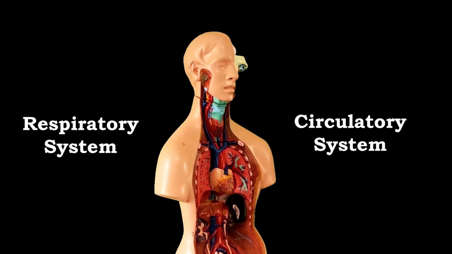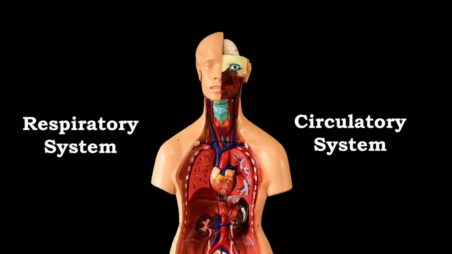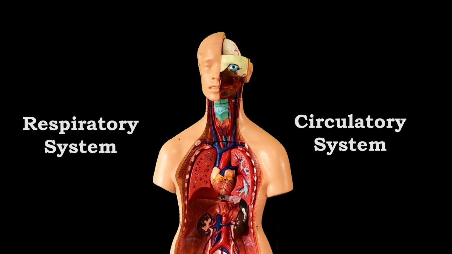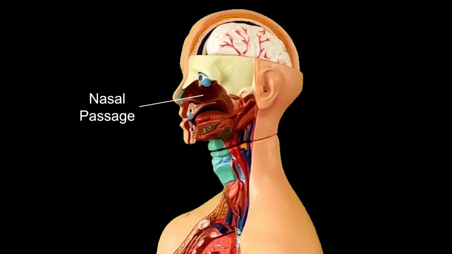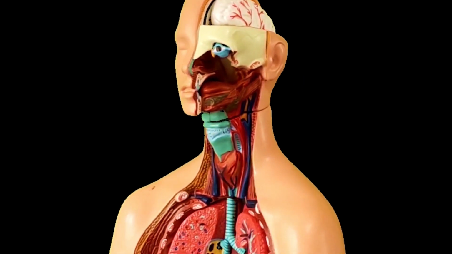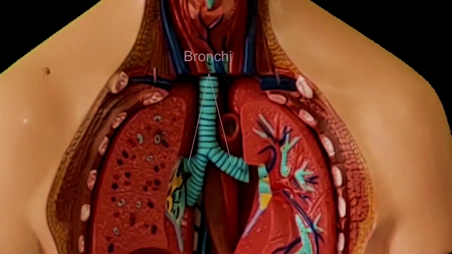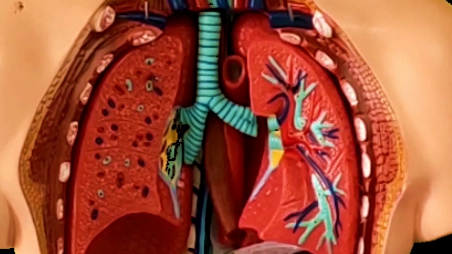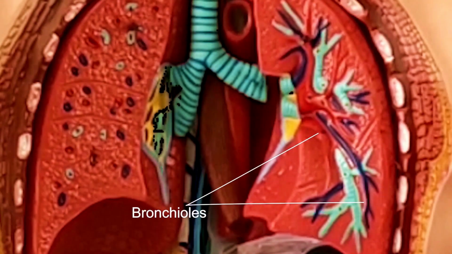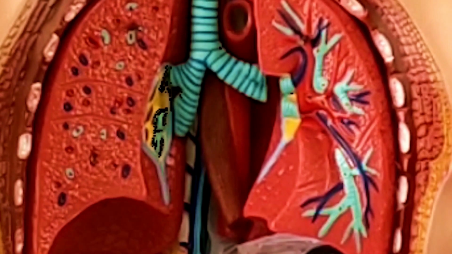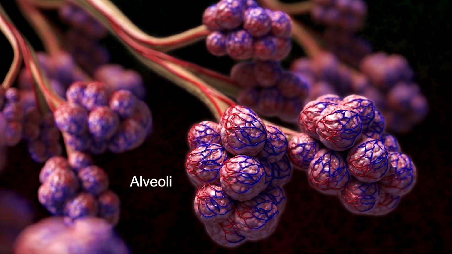Respiratory and circulatory systems work together to transport oxygen-rich blood and nutrients to the different parts of the body. Air enters the body through the nose or the nasal passages, and then through the windpipe or trachea, which divides into two branches called bronchial tubes or bronchi. It's subdivided many times inside the lungs, forming hair-like tubes called bronchioles. At the end of those hair-like tubes are tiny bubble-like structures called alveoli.